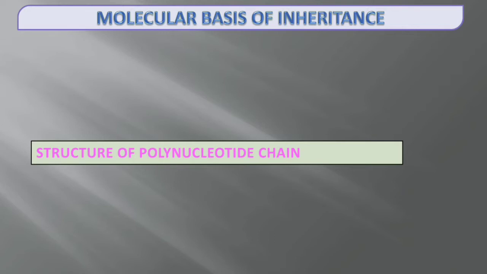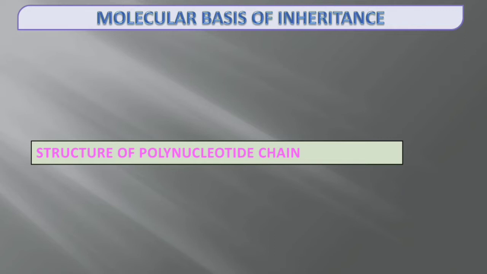The third component is phosphate group, and you already know that nucleic acids are acidic in nature. Why? Because of phosphate group, and phosphate group is a derivative of orthophosphoric acid.